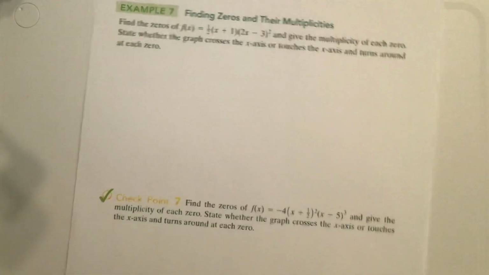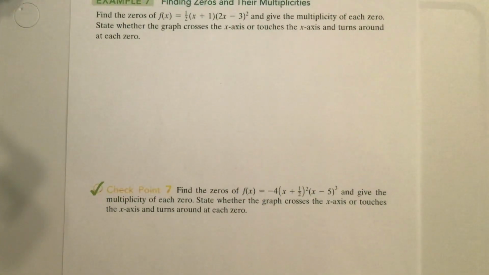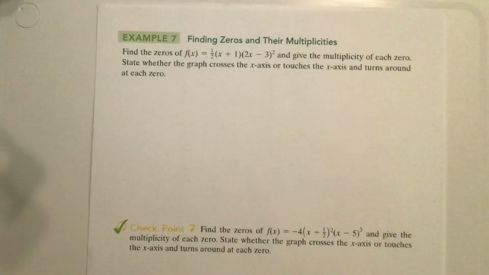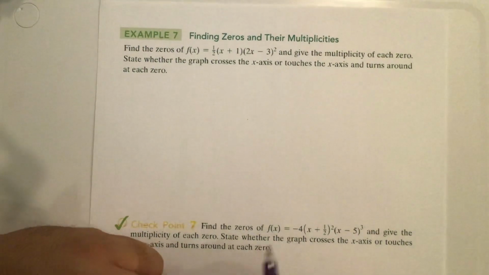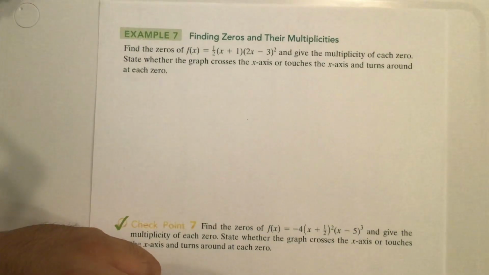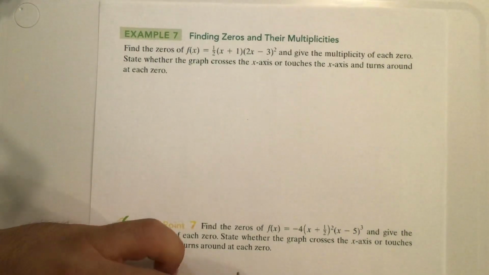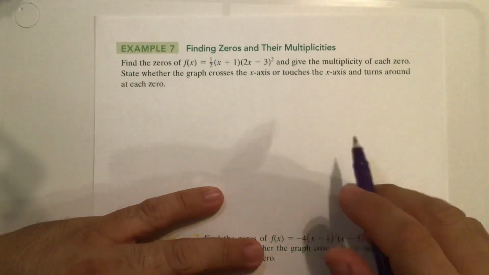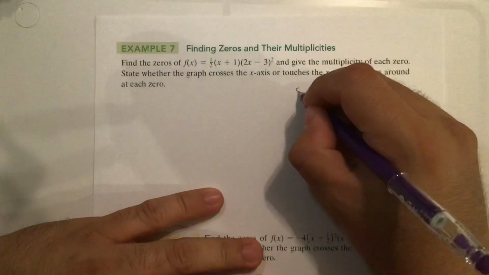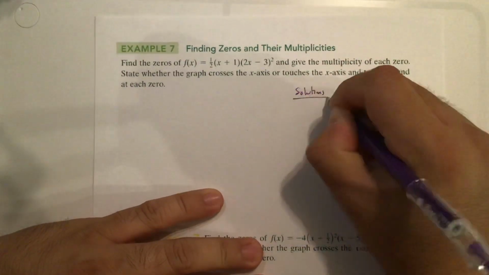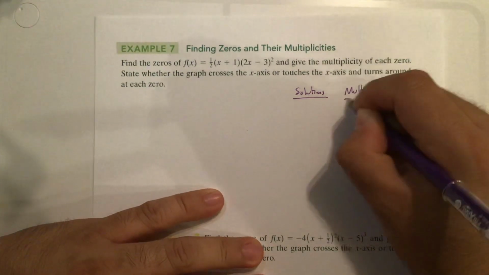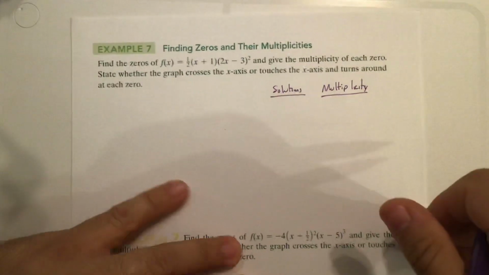So for this last one here, example 7. It says find the zeros and find their multiplicities. So find the zeros of f of x equals 1/2 times x plus 1 times 2x minus 3 squared, and give the multiplicity of each 0 and state whether the graph crosses the x-axis or touches the x-axis and turns around at each 0. Okay, so I'm going to solve these individually. So let's write, we'll do solutions right here, multiplicity, and at the end I'll talk about whether it touches and turns or crosses the x-axis.